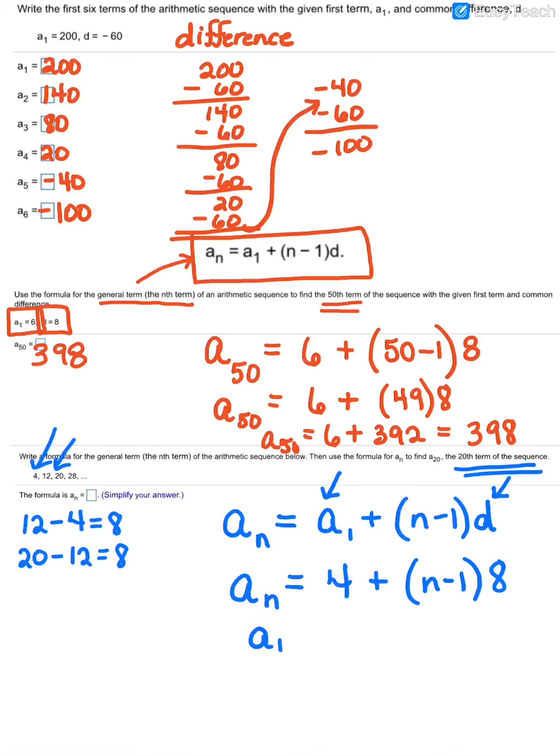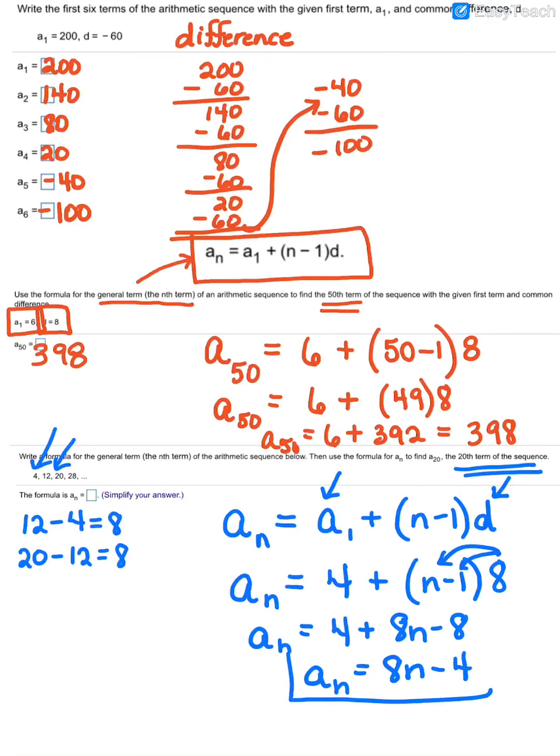So then I'm going to simplify this. I've got 4 plus, when I distribute the 8, I get 8n minus 8. So in general, 8n, 4 minus 8 would leave me with minus 4. So that's the first thing they're looking for there, just a formula for it.